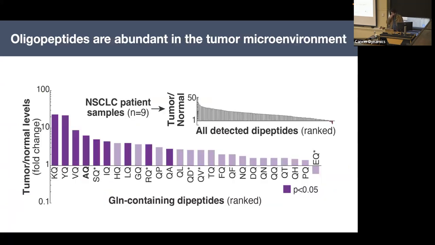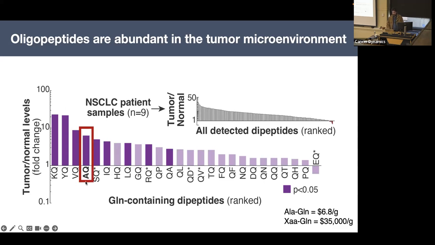In fact, if you look at publicly available data, we see that virtually all oligopeptides, in this case we were looking at dipeptides, tend to be much higher within the tumor than in adjacent healthy tissue. Here I'm just showing you all the ones we could detect with glutamine. There's this one, glutamyl glutamine, a little bit lower, but most of them really increased in the tumor microenvironment.